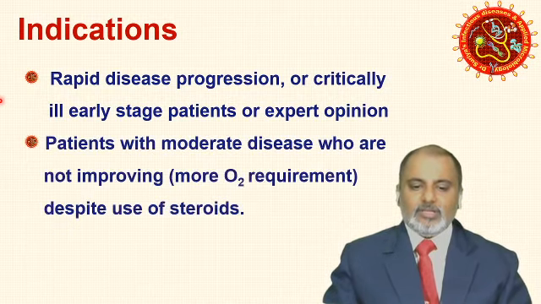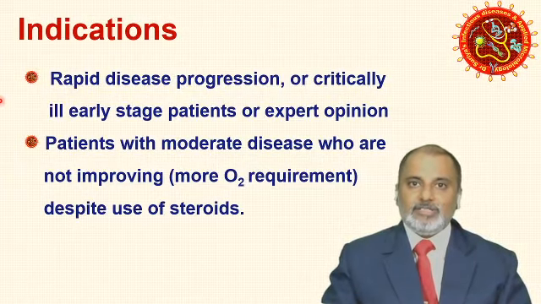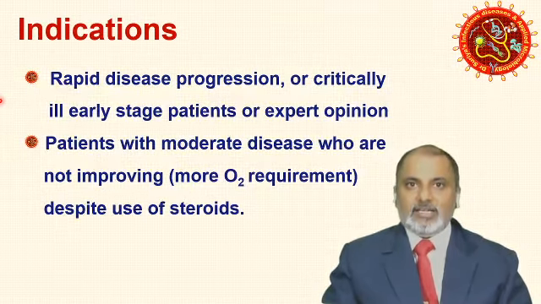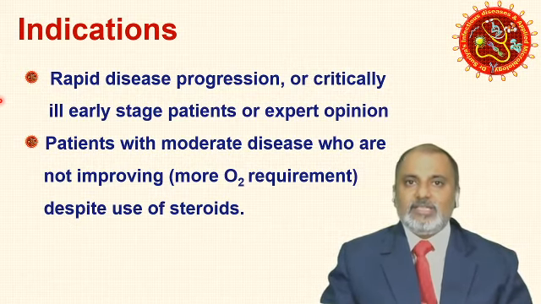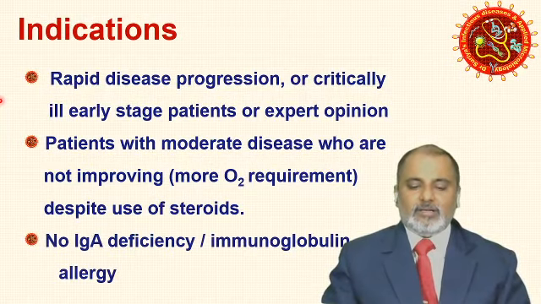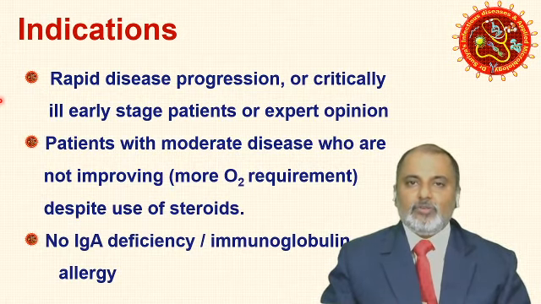Number two, patient with moderate disease. The previous condition was patient with severe disease, rapid progression. This condition, moderate disease, who are not improving with steroids, still they have a lot of oxygen requirement, the oxygen requirement is progressively increasing. So the oxygen saturation keeps on decreasing in spite of steroid therapy. We can go for plasma. The next is important, he should not have any IgA deficiency or any immunoglobulin allergic disorders. So these are all the basic indications for plasma therapy in COVID-19.